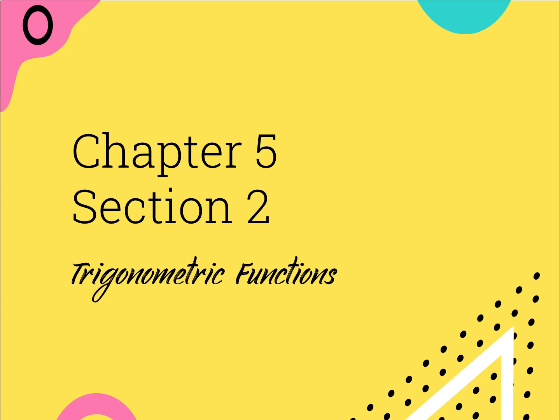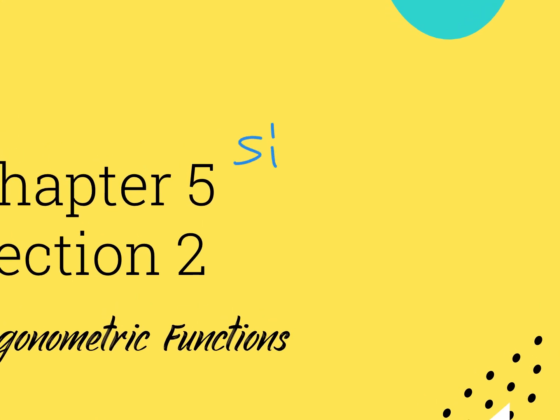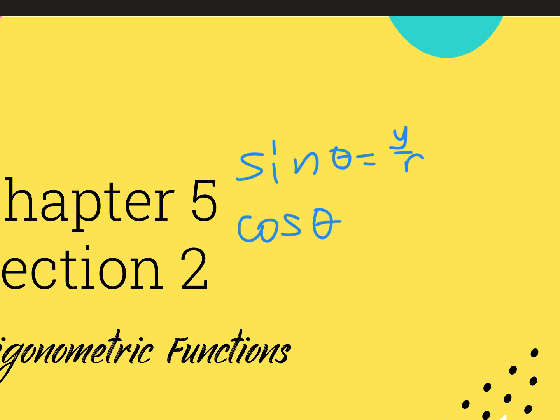Okay, part 2, guys. Let's review a little bit from what we did yesterday. What are my 6 trig functions? Their ratios. Sine theta is y over r. Good. Cosine theta, x over r. Tangent theta. Good job. Now we're going to do our reciprocals.